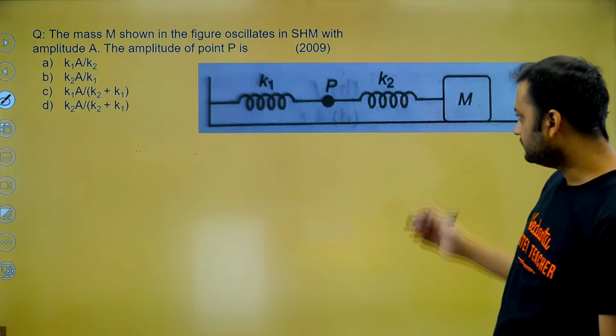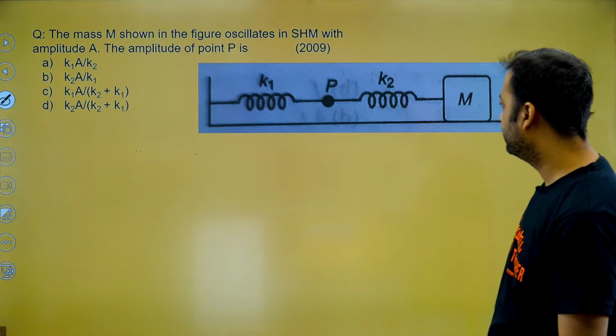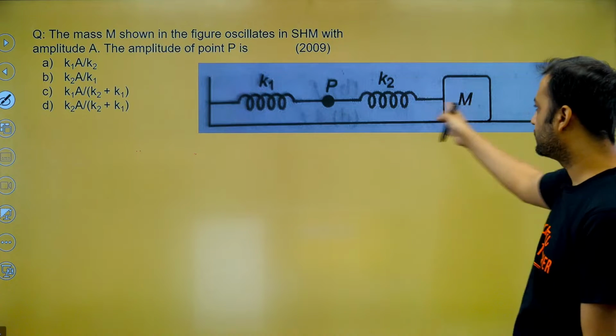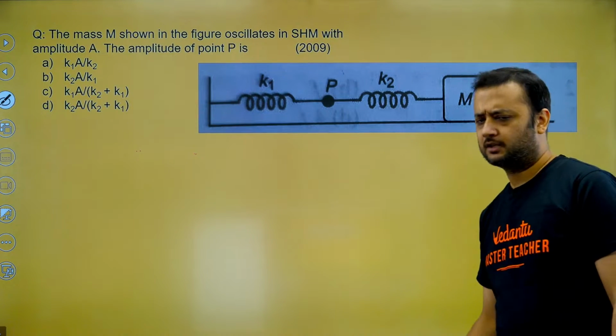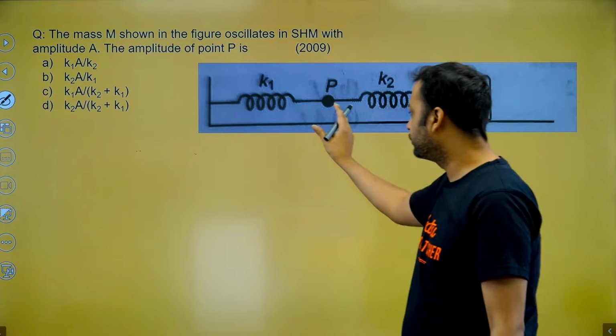Now let's do this question. This question came in JEE 2009. Think carefully what is happening here. This block is oscillating with amplitude A. What is the amplitude of point P? Again, the question is not difficult, but what we have to find? We have to find the amplitude of point P.